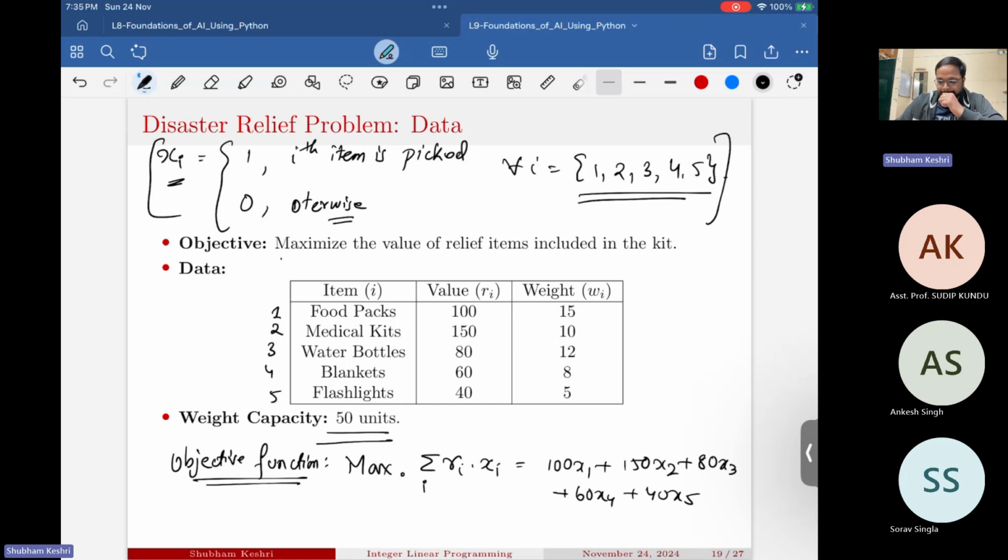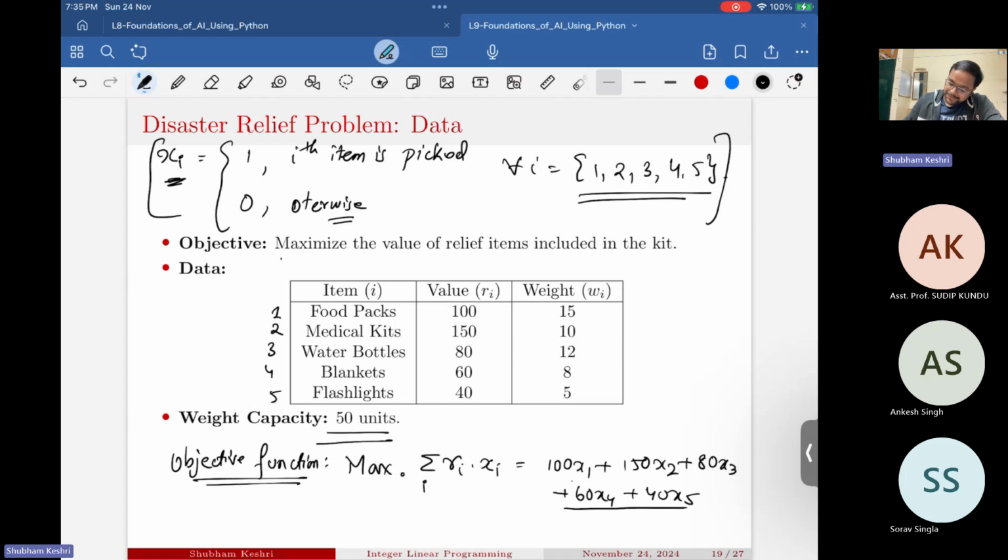It will, right? If we pick object 1, we will have a reward of 100. If we pick object 2, it will have a reward of 150. And since xi can take values 0 and 1, if it is not picked, that reward will not be added. If it is picked, then only the reward will be added to the objective function. So we have an objective function, and you see this objective function is linear. Okay, that you have to observe.